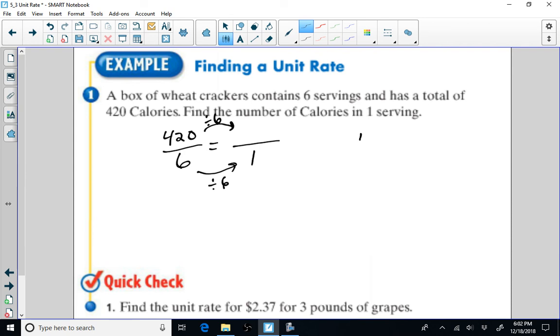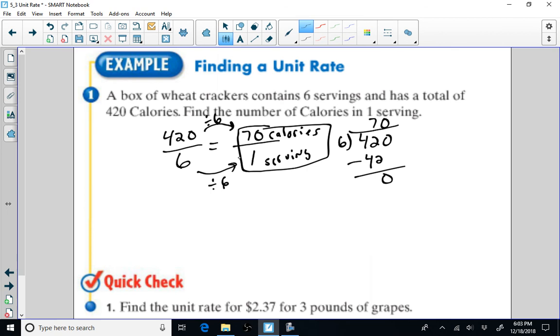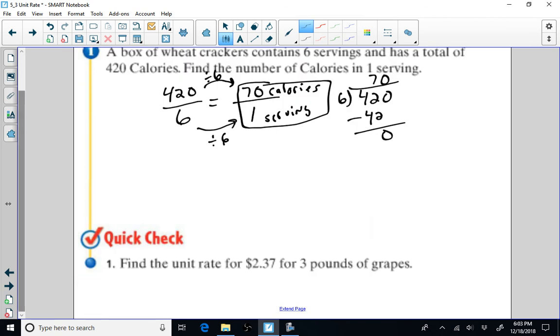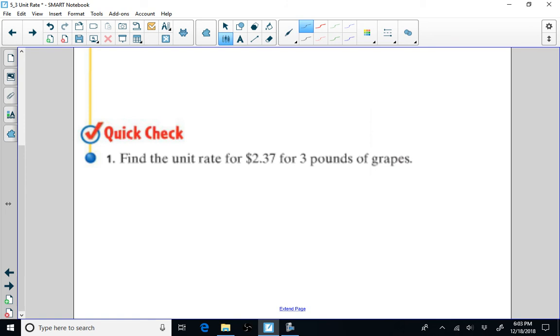So I take my 420. I want to divide 420 by 6. 6 times 7 is 42. Subtract, I get 0. 0 goes in our quotient, and we wind up with 70 calories in 1 serving. And that is our unit rate. Unit rate must be written as a ratio with a denominator of 1. Let's take a look at our second example.